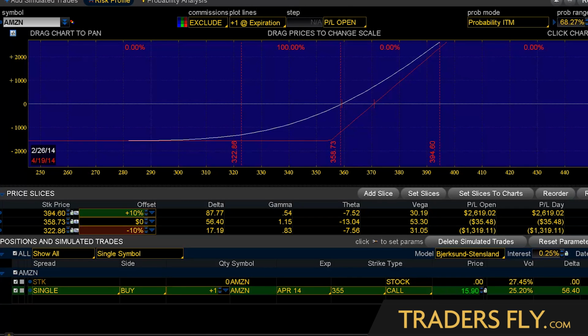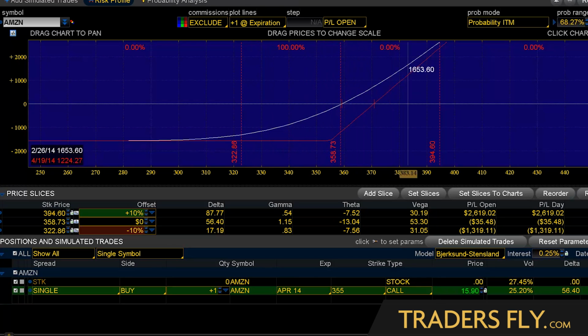We get a single option contract at $355, and we pay $15.90 for it. Now, since options come in lots of 100 shares, if you look down here, this is going to cost us $1,590 if the stock goes against us. Now, this white line right here is the current price of what's happening in the market. So this is your current value of the option.